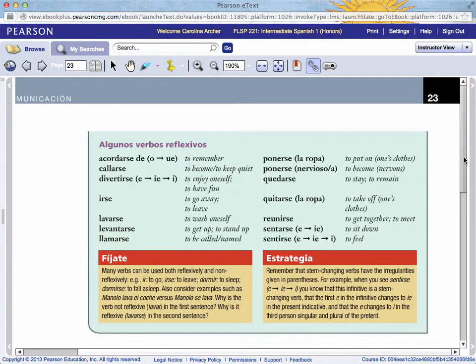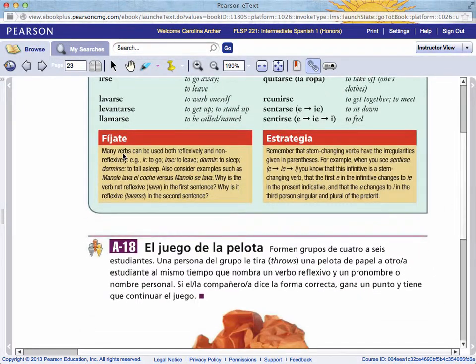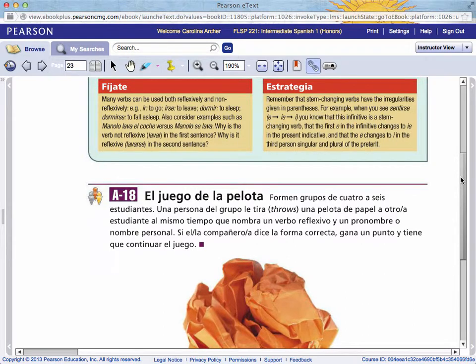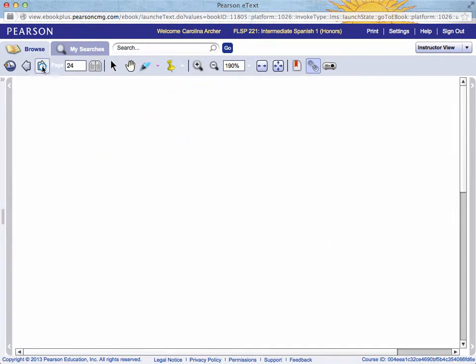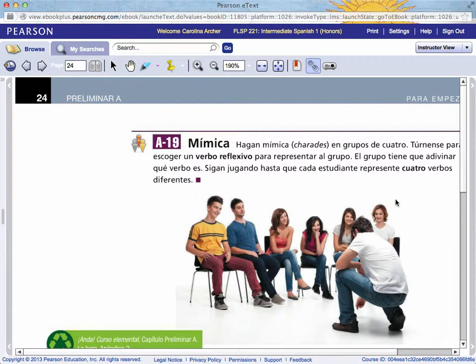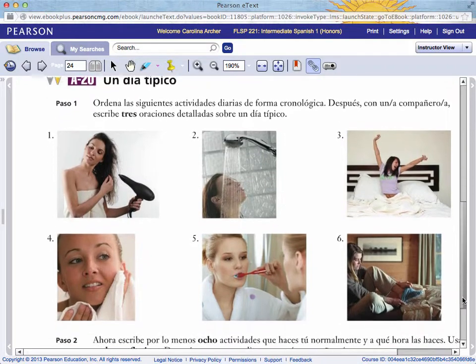Okay? Muy bien. Make sure you read the fíjate and the estrategia sections because they explain some of the technical things of how these verbs work. Okay? Muy bien. So here you have your activities that you need to do this day, and I'm going to include a voice thread in this day that you can participate in. It's going to be something like this.